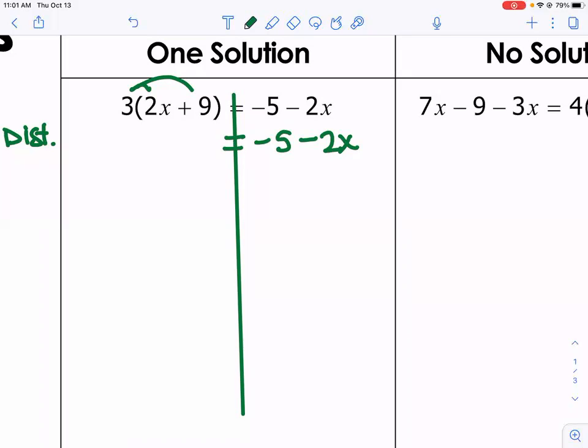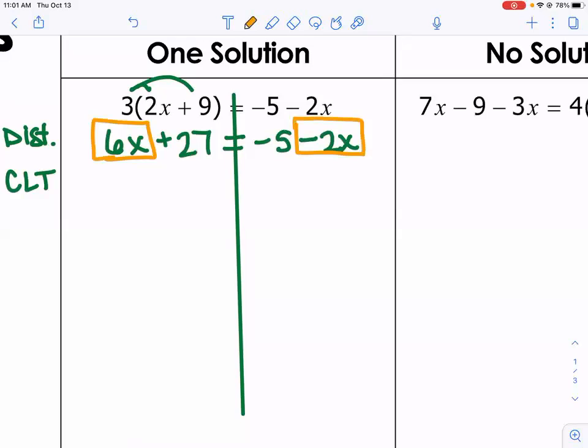What do we get? 6x plus 27. Nod your head yes or no if you agree. Okay, thank you for nodding your head, Corin. All right. Do we have any like terms that we need to combine? I see that I have a variable term here and I have a variable term here, but are they on the same side of the fence? No, they are not. So we do not have like terms to combine.